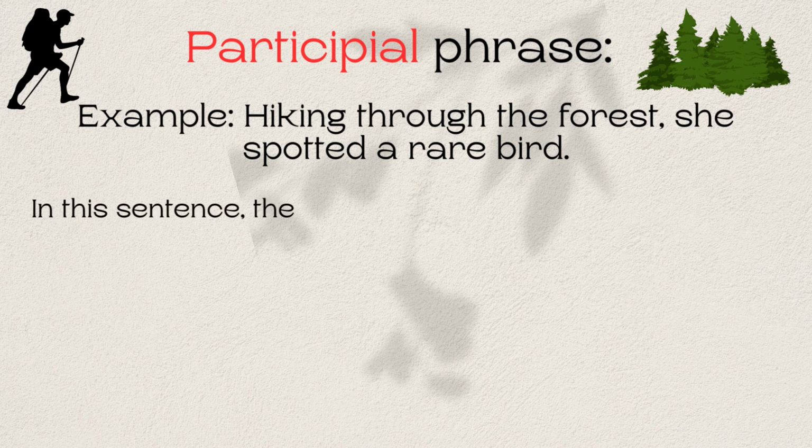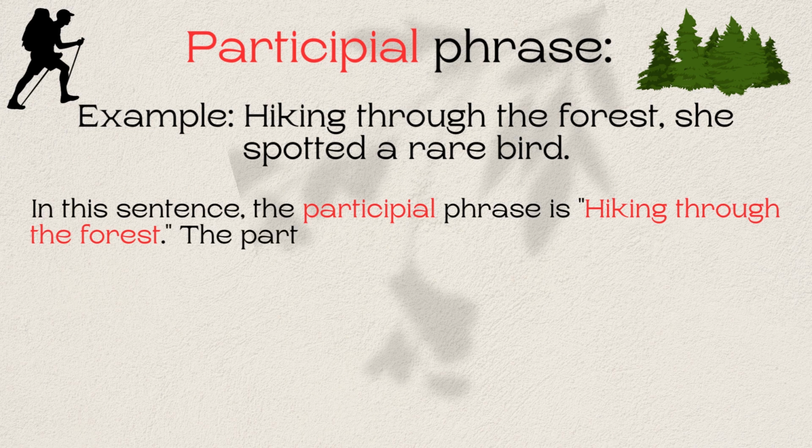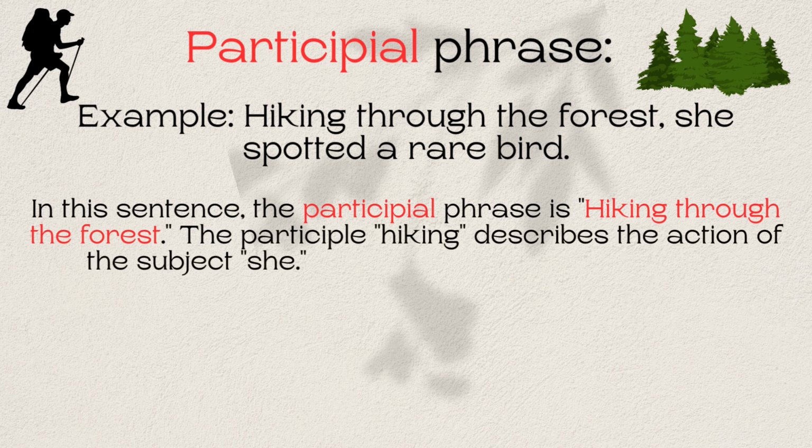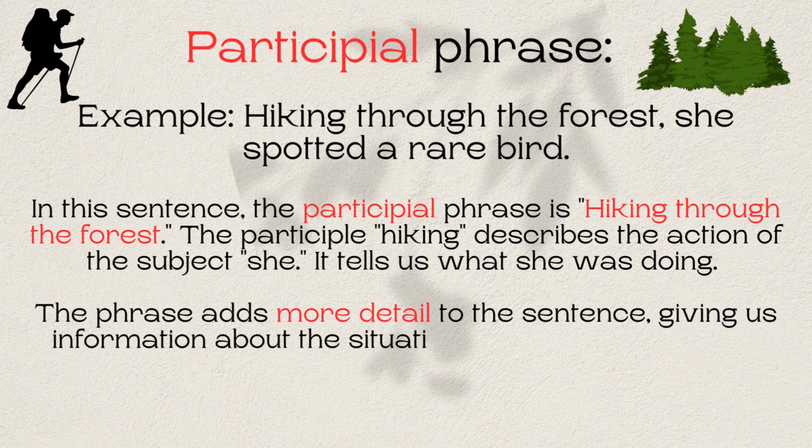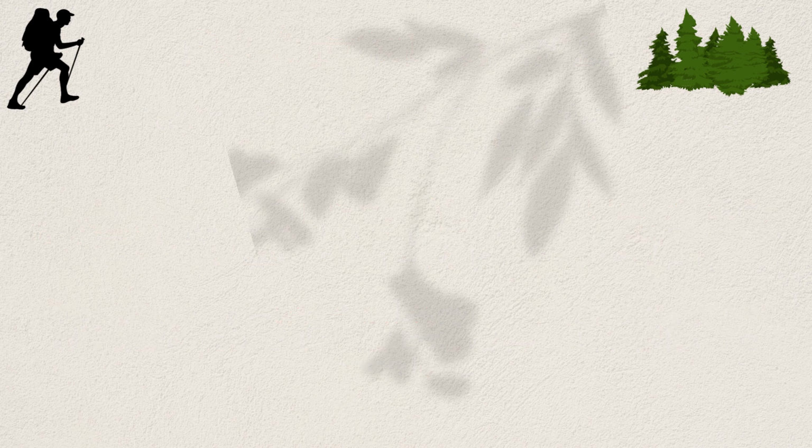In this sentence, the participial phrase is hiking through the forest. The participle hiking describes the action of the subject, she. It tells us what she was doing. The phrase adds more detail to the sentence, giving us information about the situation when she spotted the rare bird.